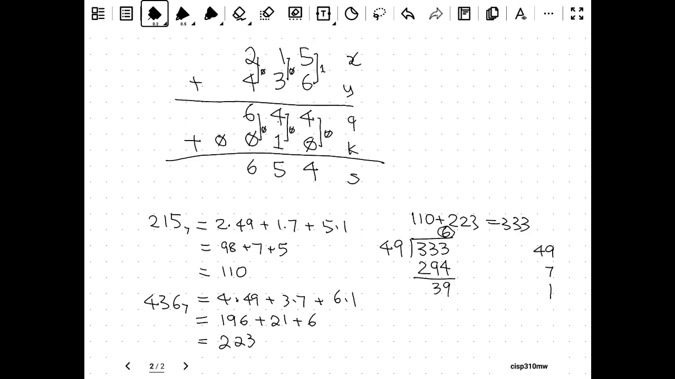So this is a 9, and that is a 3, I think. Okay, so it's 6 with a remainder of 39. So this 6 accounts for this 6 here. I got one digit checked already. So now we look at the 39 and we do the same thing.